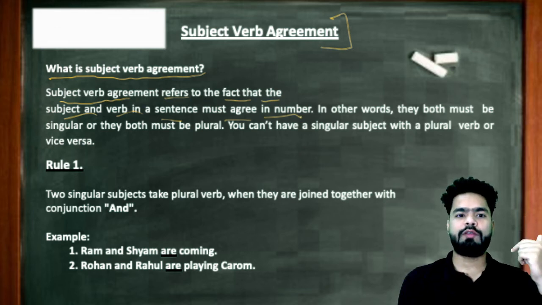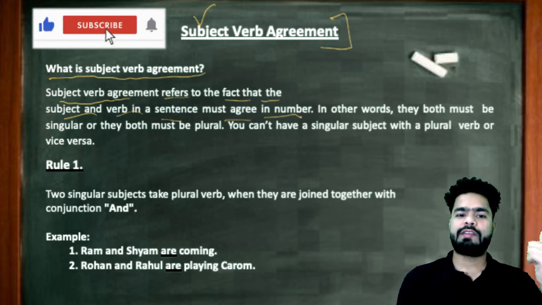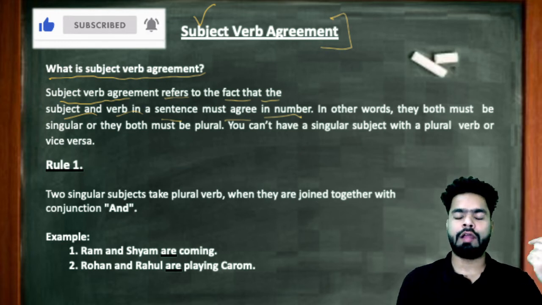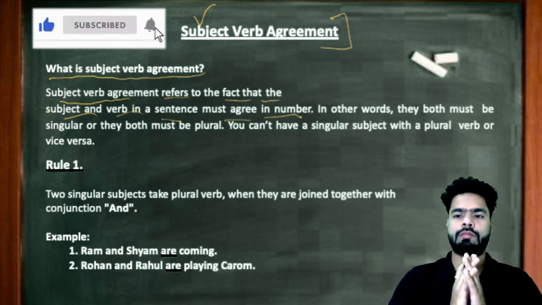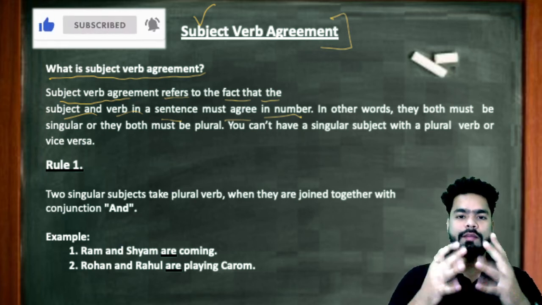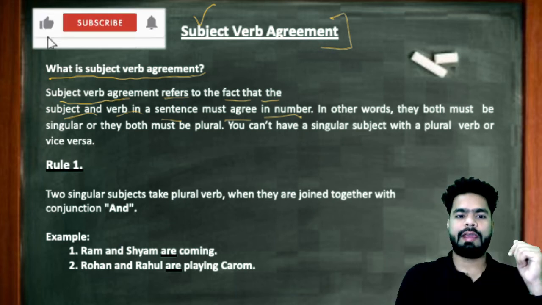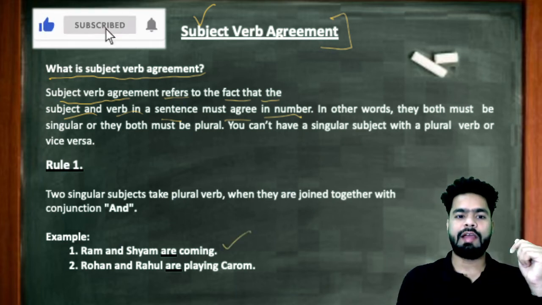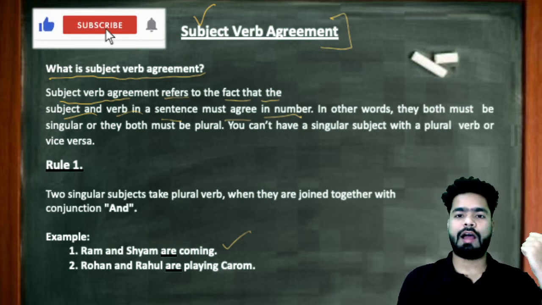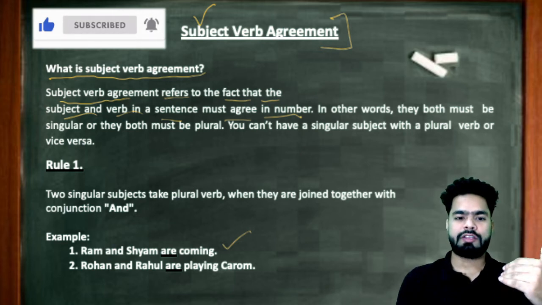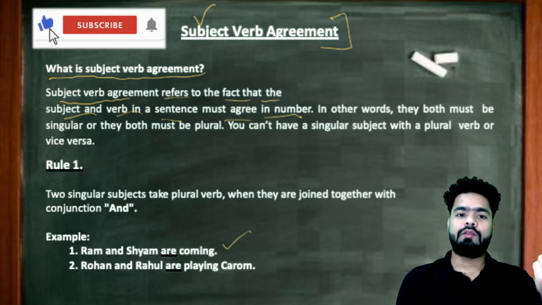First of all, we need to understand what is a subject. If a sentence is given, whom we are talking about in the sentence is our subject. For example, here we have the statement Ram and Shyam are coming, which means here we are talking about Ram and Shyam. So Ram and Shyam are our subject.